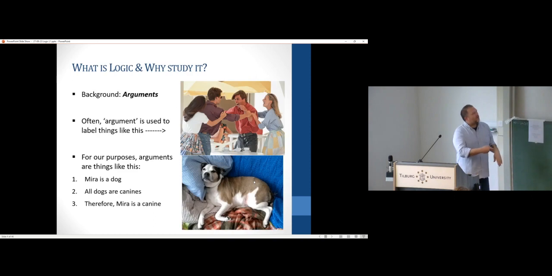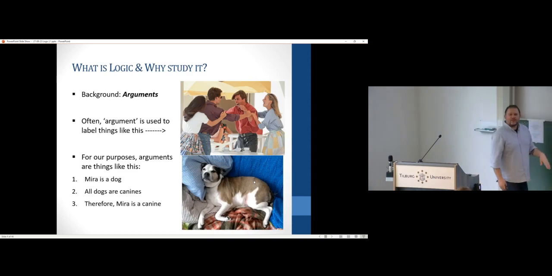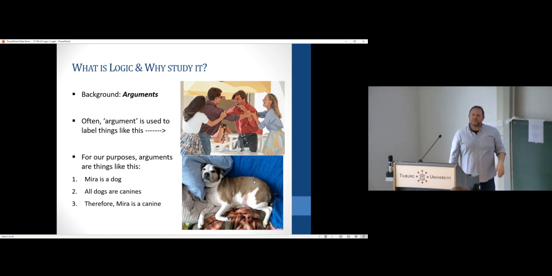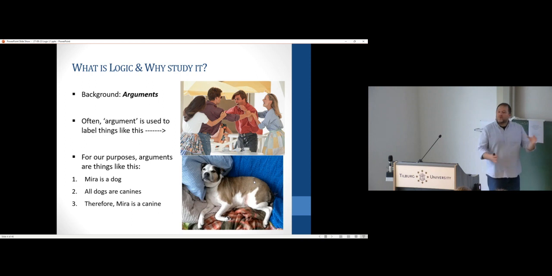Let's go back to our first one. Very opening slide. Mira's a dog, all dogs are canines, Mira's a canine. Valid, invalid? That's valid, right? If 1 and 2 are true, 3 must be true as well. Again, the important thing here is just, is it possible? Okay, before we get to the really wacky one, do we feel like we've got an okay grip on validity?